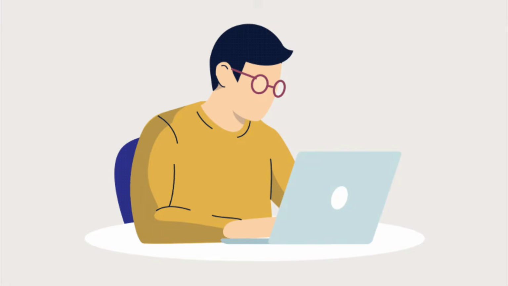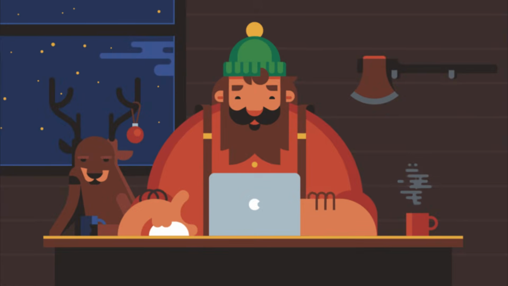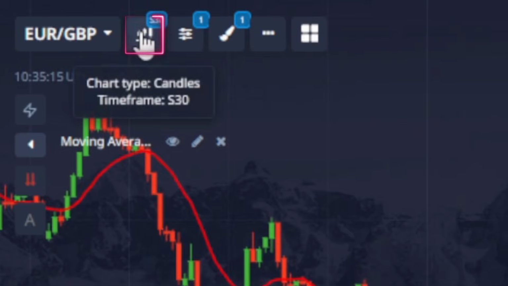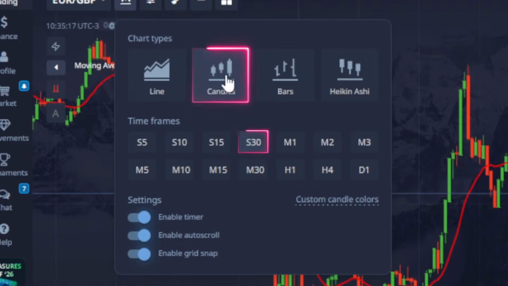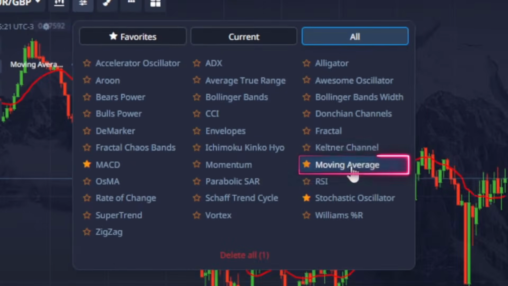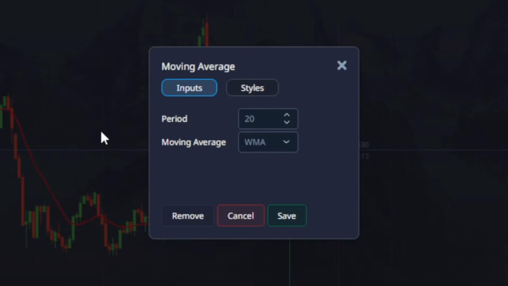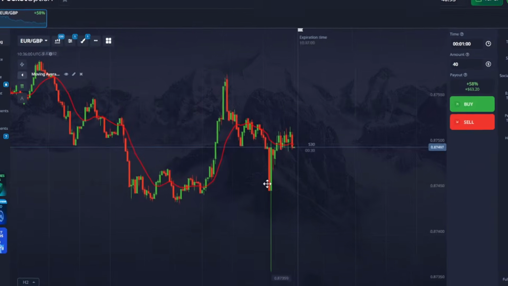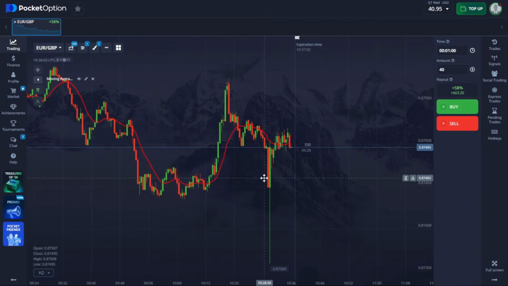We're going to use a strategy which consists of just one indicator. First, let's go to the time frame: 30 seconds and the classic candles. The only indicator we're going to use is a moving average, 20 periods, WMA. We're going to try that together during this video. The color is up to you. If you want to use that, feel free to do that.